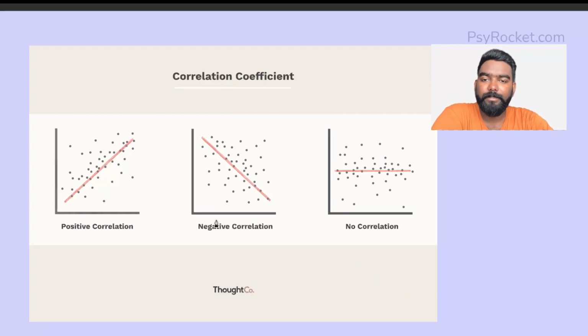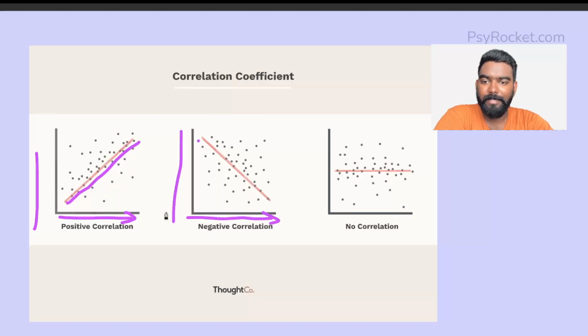Okay, you already know positive correlations and negative correlations, right? See this example. When this variable is increasing on the x-axis, this variable is also increasing, which is called positive correlation, which means the correlation is linear here. And similarly here it is negative. When this variable is increasing, this variable is decreasing. This is called negative correlation.